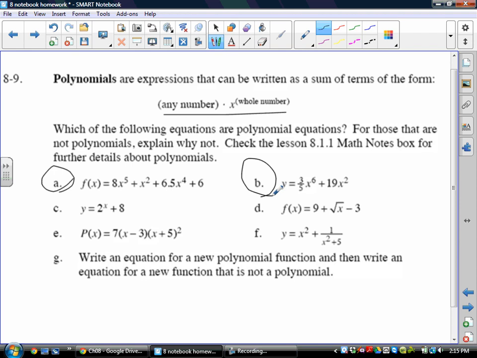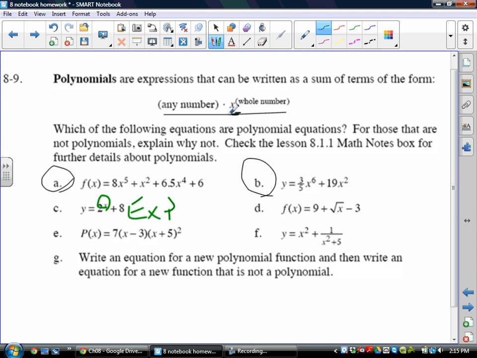C, that might look like another type of equation to you. This is an exponential one. So it's not a polynomial, it's exponential because my exponent is a variable. That's not a polynomial. The x has to be the variable on the bottom.